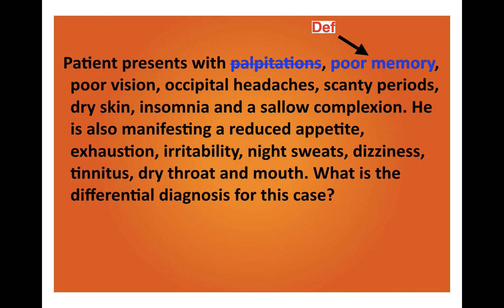Next, we have poor vision. And poor vision is also going to tell us deficiency, right? We see poor vision with liver blood deficiency. That's the main one. We also see it with liver yin deficiency as well. But we know that it's a deficient cause.